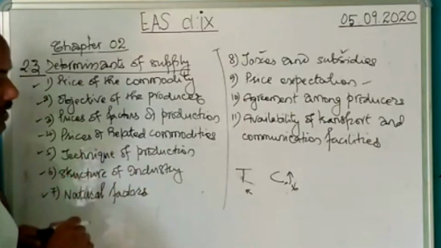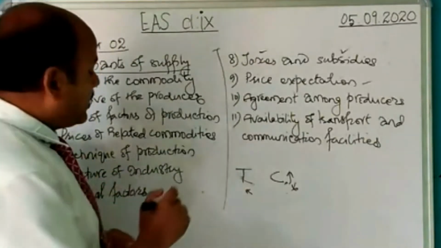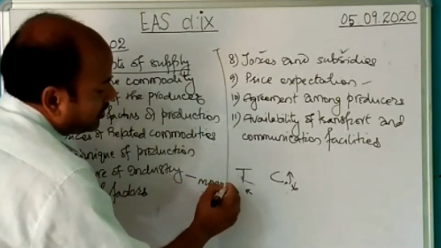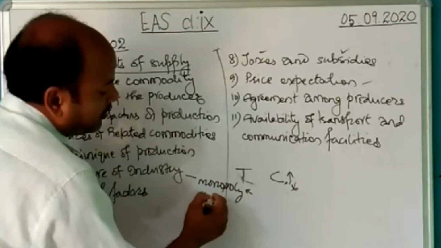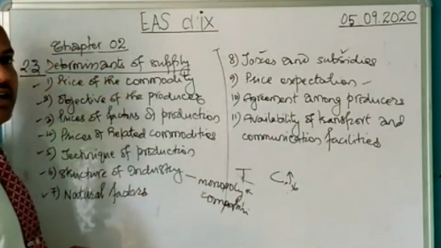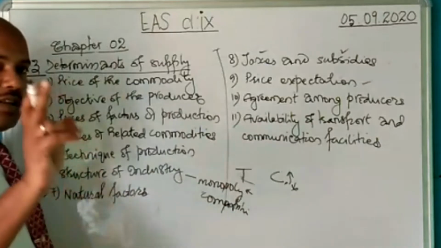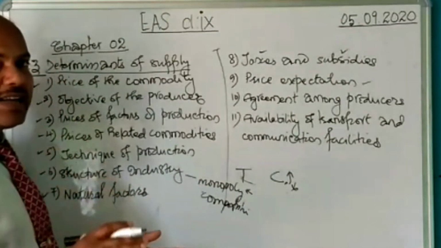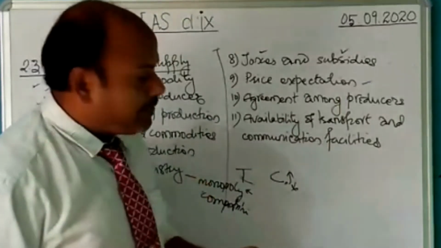Next is the structure of industry. Now, what is the structure of the industry? It means what kind of industry this is. Is it a monopoly or competitive? Let me tell you in a few words what monopoly and competition are. In monopoly, there is only one supplier. In a competitive market, there is a large number of buyers and sellers. So what happens if the market is a monopoly?